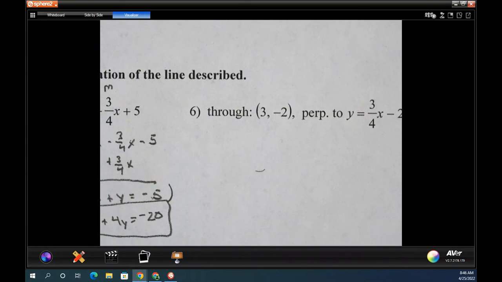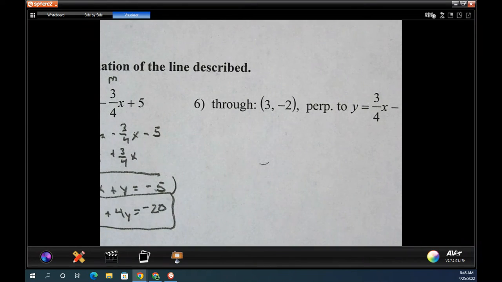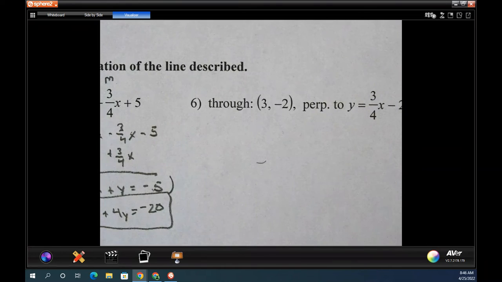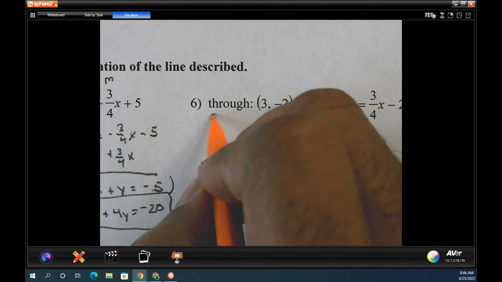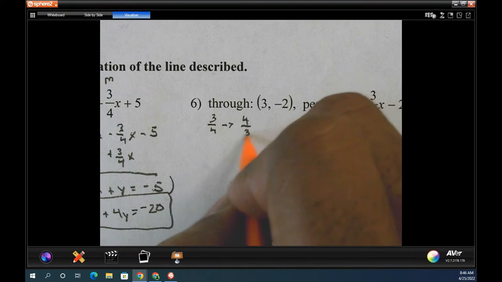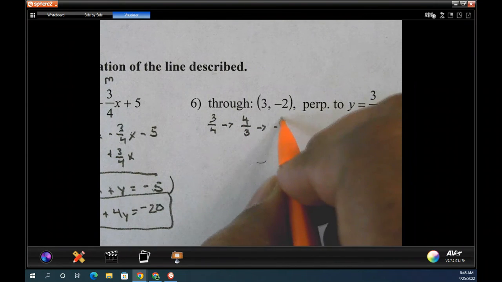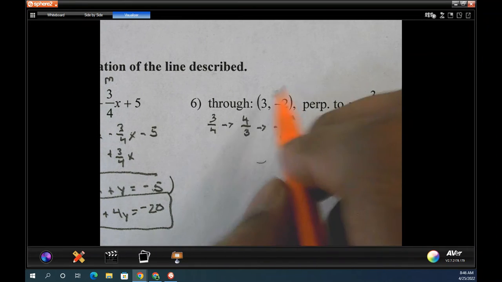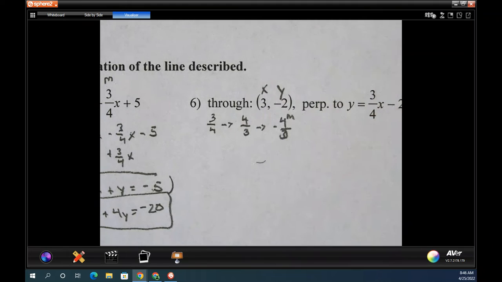Number 6. Here's the deal. It goes through 3, -2, but it's perpendicular. Slopes are flipped and opposite. So this one starts off as 3/4. We flip it, 4/3. And the opposite is -4/3. So there's our new slope. There's our x, there's our y.